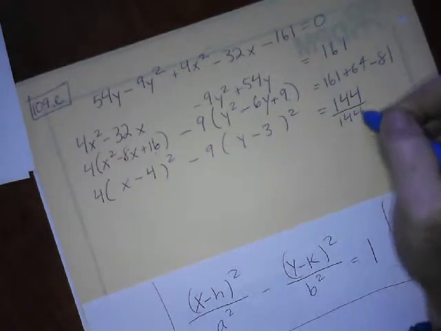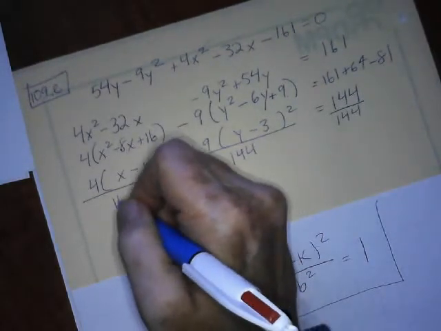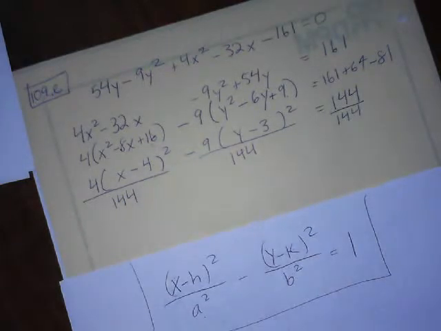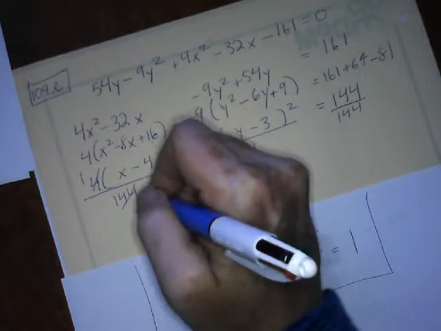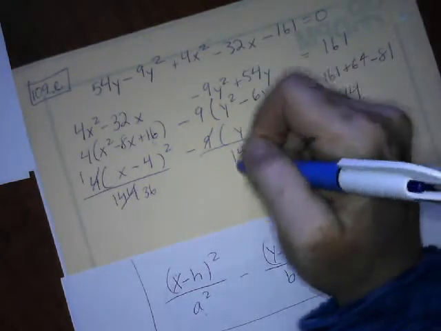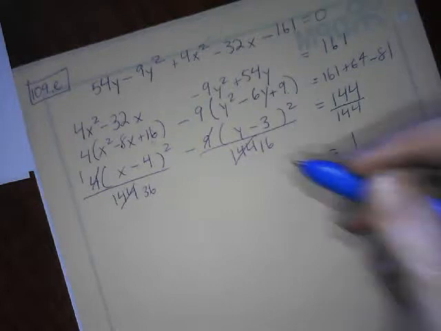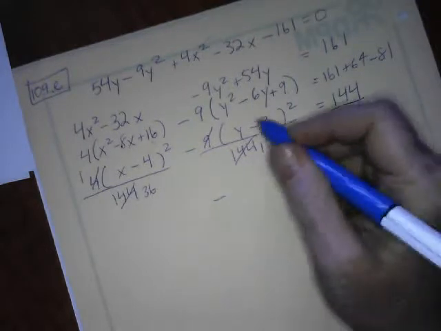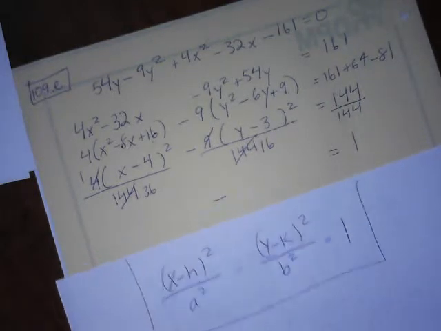We got 144. If 9 goes into 144, and if 4 goes into 144, let's see. Oh, it turns out 4 goes into 144 36 times. And 9 goes into 144 16 times. So what does this all turn out? And that ends up being a 1. So now we have a 1 over here. There's our minus sign that I wanted because hyperbolas always have a minus sign in between.